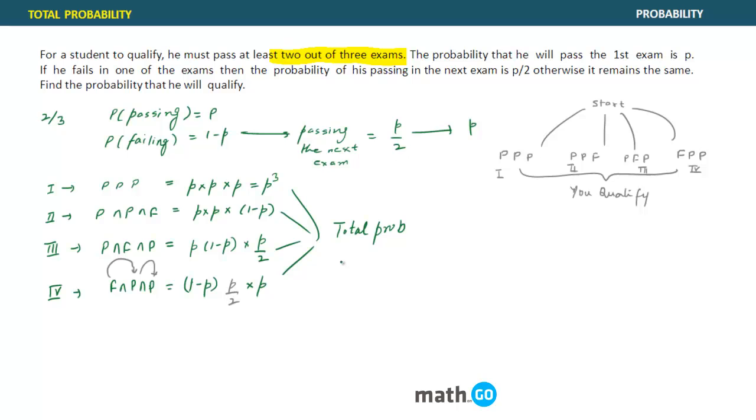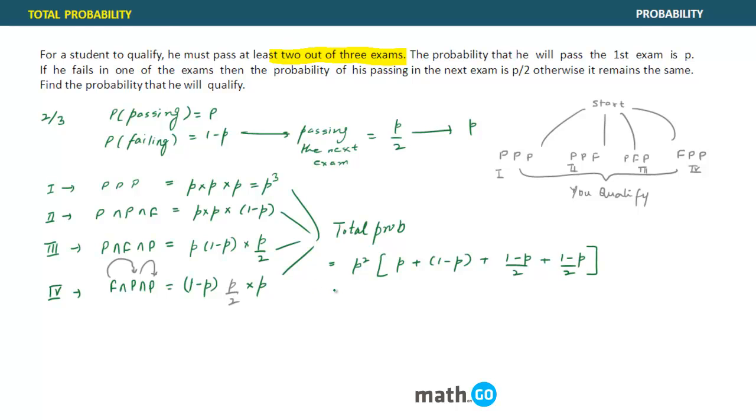So if you add them all, this is the expectation. If you can see, in all of them p square is common, right? If I take p square common, what will be left? Let's see: p plus 1 minus p, plus, with p square common, you will get 1 minus p by 2, and here also plus 1 minus p by 2.